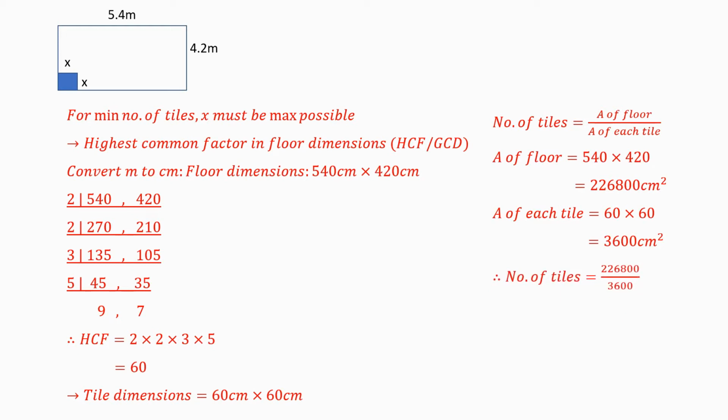So the number of tiles is 226,800 over 3,600, which is equal to 63 tiles. So that is the minimum number of square tiles that can fit in that floor.